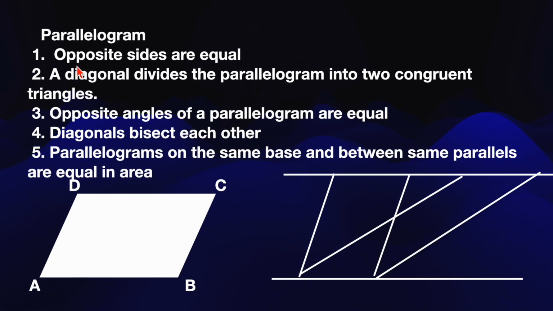The first theorem says that the opposite sides are equal in a parallelogram. So these two sides are equal. Second, a diagonal divides the parallelogram into two congruent triangles. So if we take a diagonal like this, then triangle ADB is congruent to DCB. That's the second theorem. Opposite angles of a parallelogram are equal. So angle D is equal to B and angle A is equal to C. Diagonals bisect each other. So AC will bisect DB and DB will bisect AC.